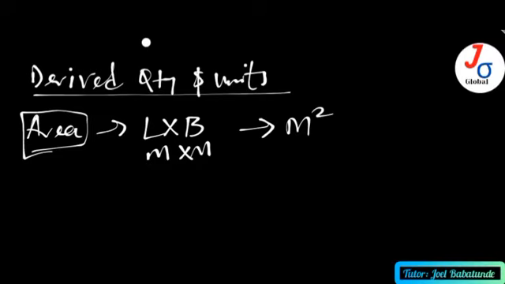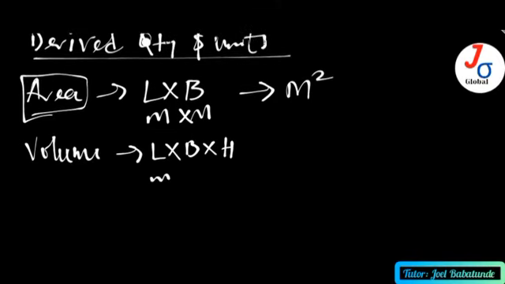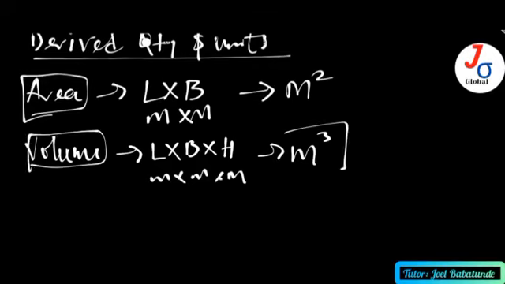Then let's see another quantity: volume. Volume is given by length times breadth times height. So that's m multiplied by m, and height is also measured in meters, and that gives us m to the power of 3, meters cubed. This is the quantity and this is the unit.